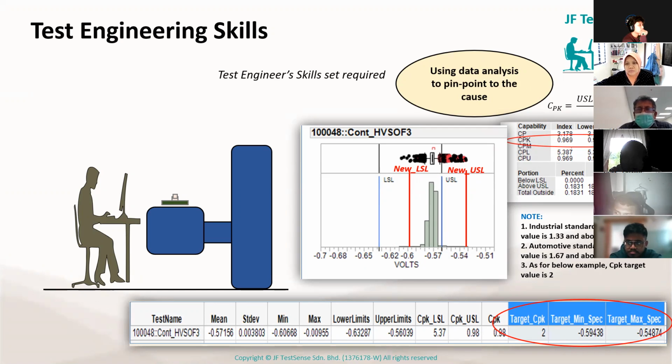So the CPK can be calculated as the limit minus the mean of the distribution divided by 3 sigma. Sigma is the spread of the normal distribution. You have the parameter called sigma, right? So the upper side limit minus the mean divided by 3 sigma will give you the CPK. And this number must be more than the standard that we apply. Normally we apply 2. So that is CPK.